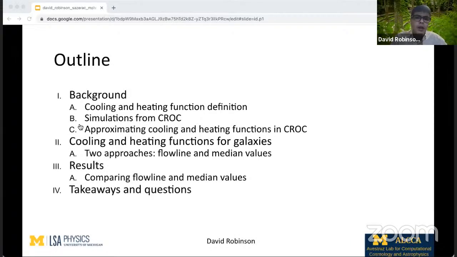For a bit of an outline, I'm first going to go over some background about cooling and heating functions in general, and then the specific simulations that we used and how they're implemented there. And then I'll tell you about two approaches we looked at to summarize the cooling and heating functions of groups of galaxies. And then I'll show you our main result that those two approaches actually give you different results when you apply them to the same sets of galaxies. And finally, I'll mention some of our conclusions.